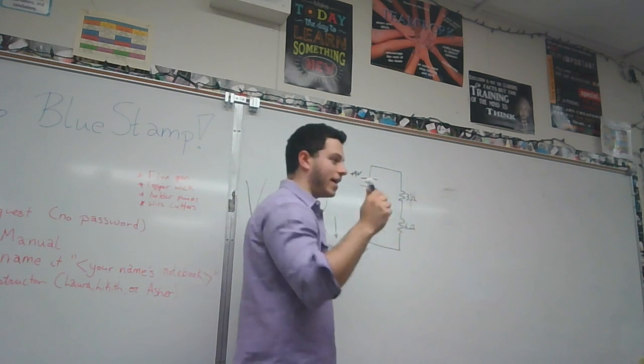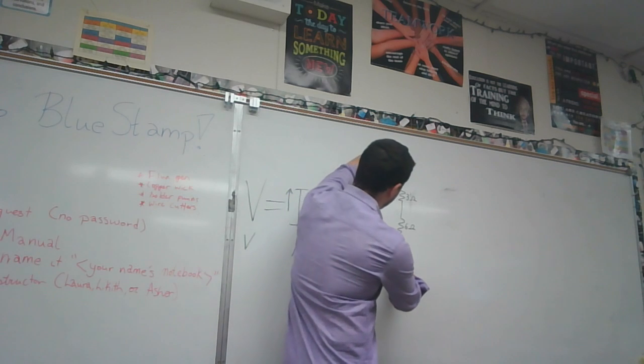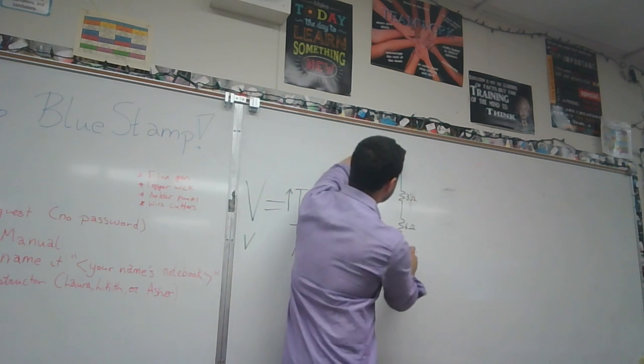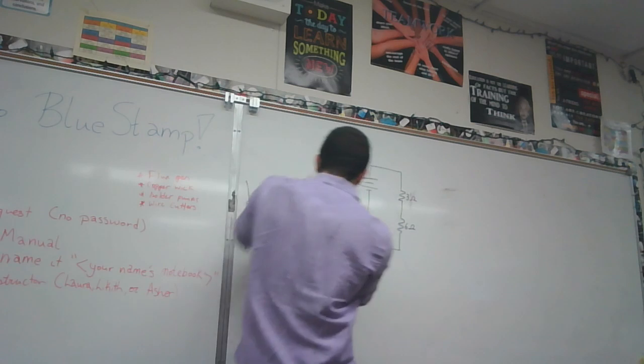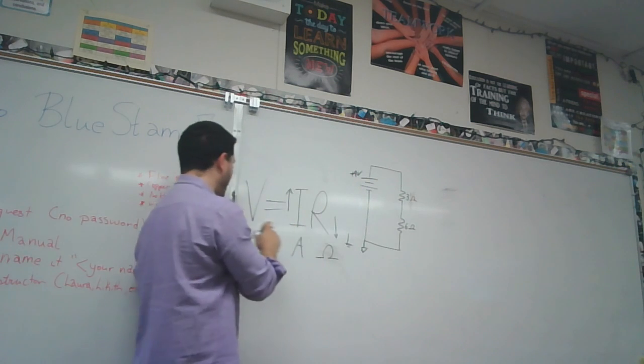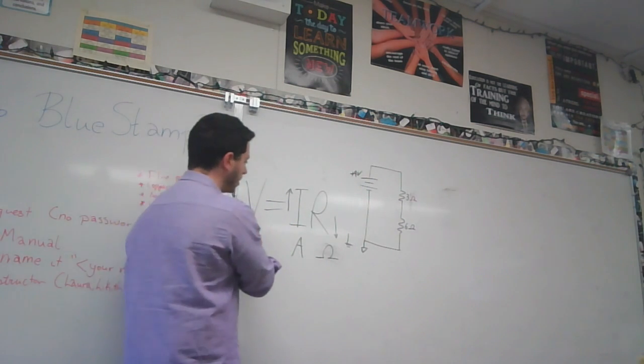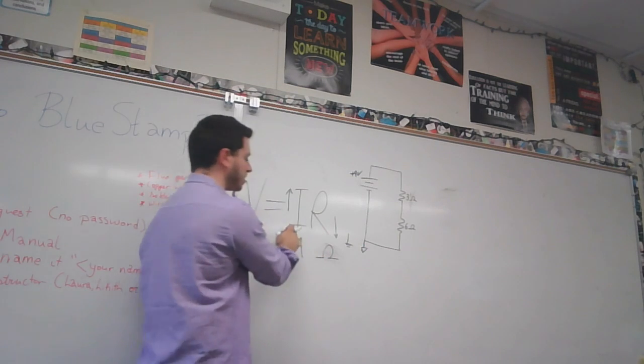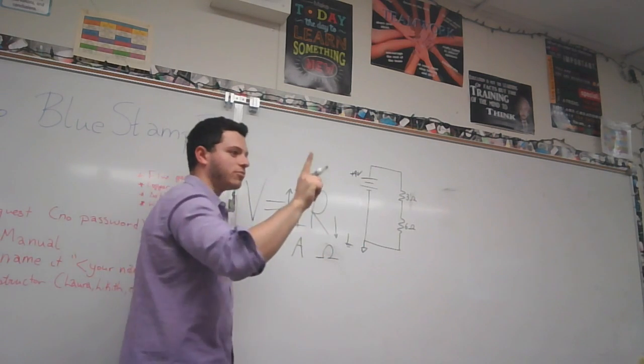Now, if I know the full voltage across here, and I know my full resistance across here, I can figure out my current. So if I have a full voltage of 9 volts and a full resistance of 9 ohms, what's my current going to be? Just 1, right? It's going to be a single amp.